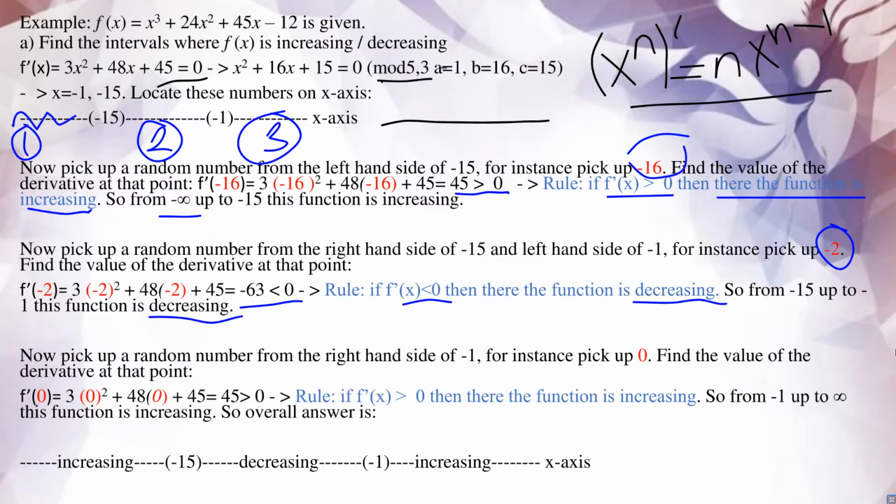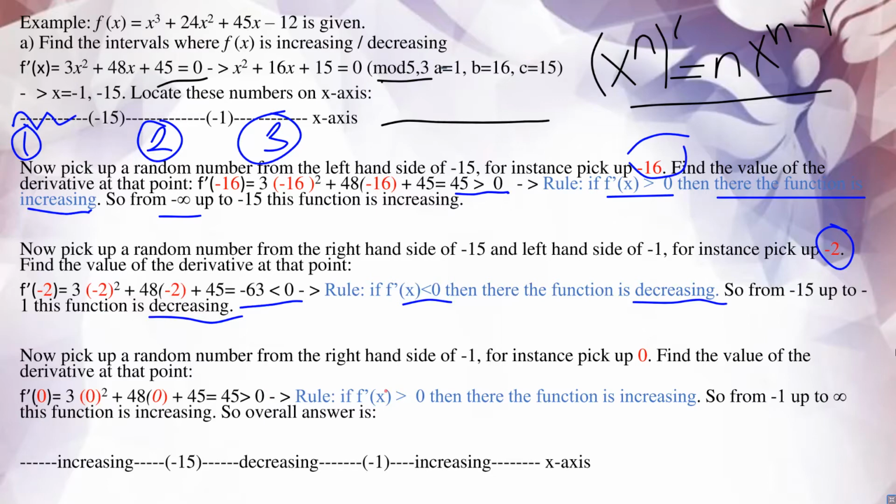Now I will do exactly the same thing for a third and last time in our third interval, which is numbers greater than minus 1. Now pick up a random number from the right-hand side of minus 1. For instance, pick up 0. Yeah, why not? Because 0 is there, and it's a very easy number to make calculations with. So I pick up 0. Find the value of the derivative now at 0. Just write 0 in the expression of the derivative. What is going to be the answer? If you use your calculator, it's 45. It's a number greater than 0, isn't it?